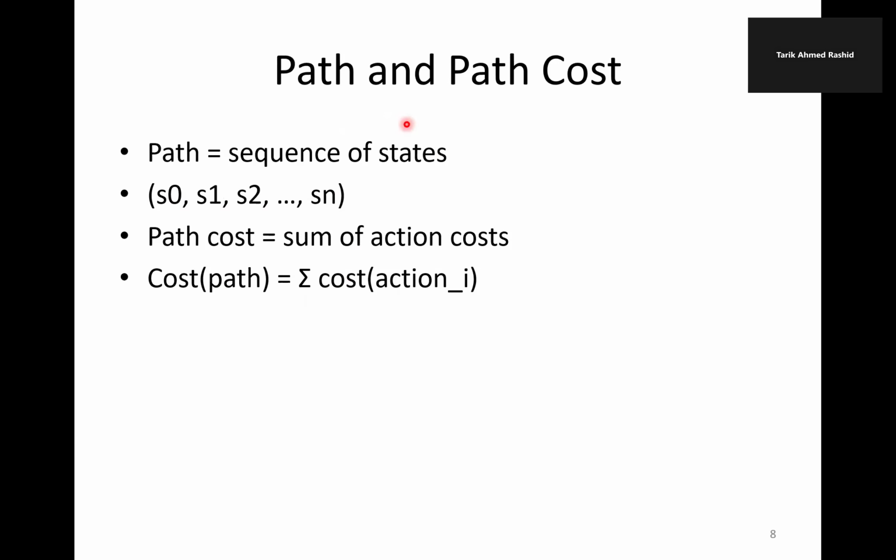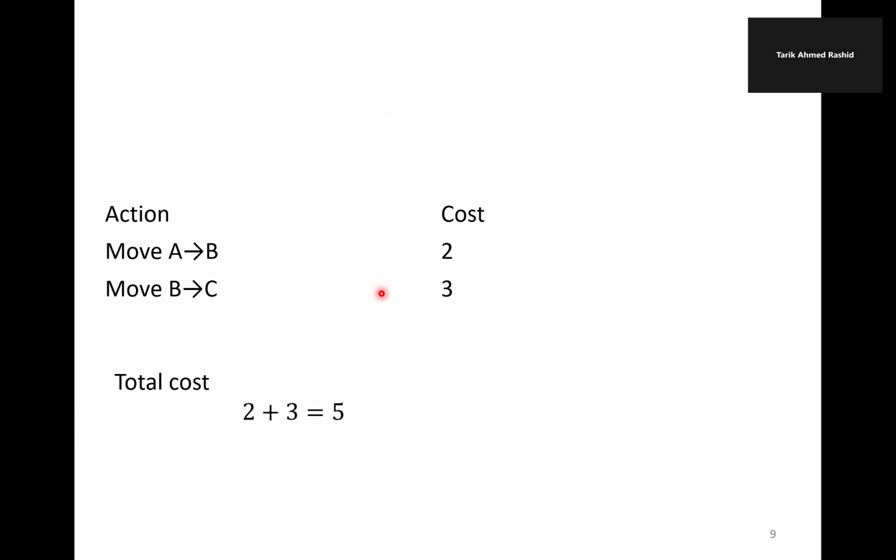To find the cost of the problem, or path cost, we need to find the actions that we have taken. So the sum of the actions will be the total cost of solving the problem. If you have a case where the action move A to B costs you 2 units, and moving B to C costs you 3 units, the total cost of the path is 2 plus 3 equals 5.